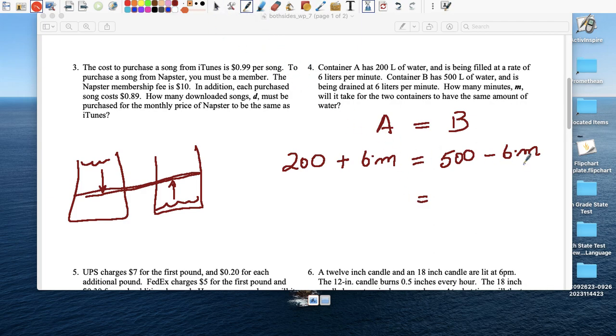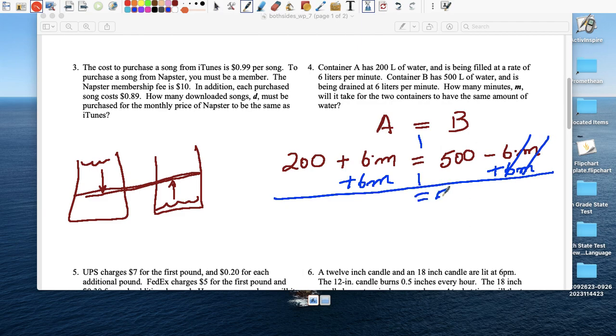Again, there's no distributive property, there's no combining like terms, so the next step here would be to get rid of one of the variables. There's one on each side. Let's get rid of this one because that's -6m, which makes it the smaller coefficient. So we do the opposite, the additive inverse, which is plus 6m, and we do plus 6m on this side. That goes away. I'm left with 500, and over here I get 200 plus 12m equals 500.